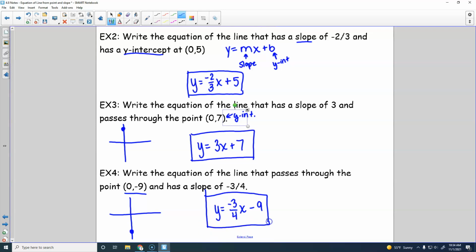So these should be some of our easiest line problems that we see, if they give you the slope and they give you the y-intercept.